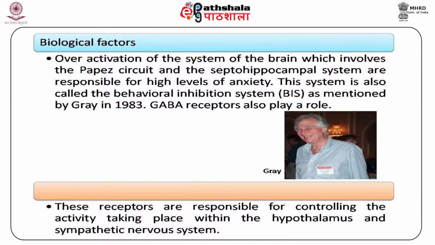Biological factors. Overactivation of the system of the brain, which involves the Papez circuit and septohippocampal system, is responsible for high levels of anxiety. This system is also called the Behavioral Inhibition System, or BIS, as mentioned by Gray in 1983. GABA receptors also play an important role. These receptors are responsible for controlling the activity taking place within the hypothalamus and sympathetic nervous system.